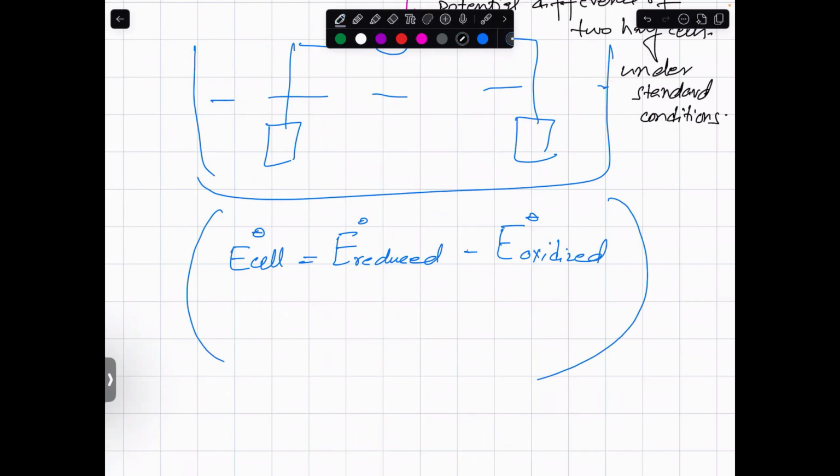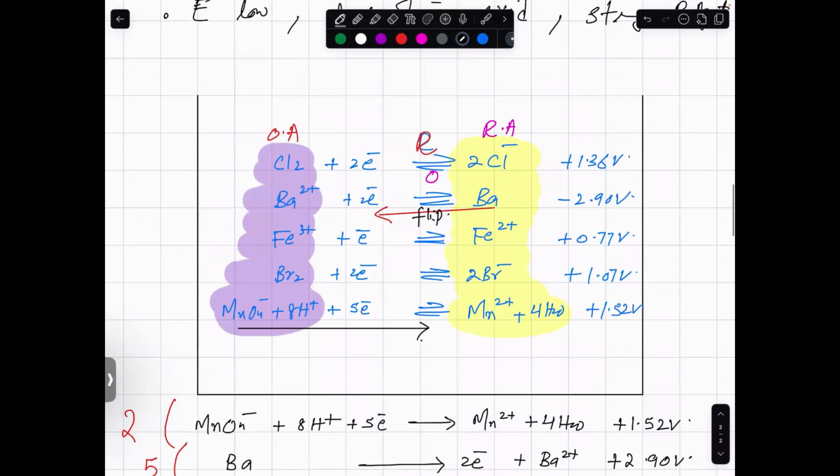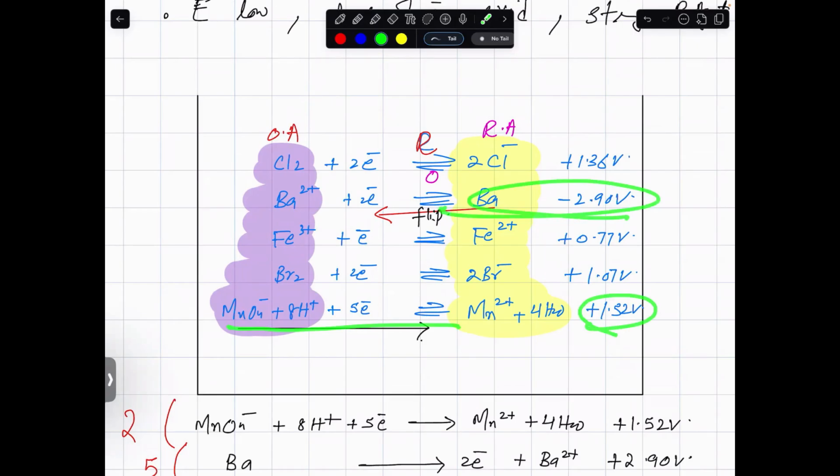Use original values before changing or without changing the sign. For example, in the upper one, E reduced minus E oxidized, the same value.